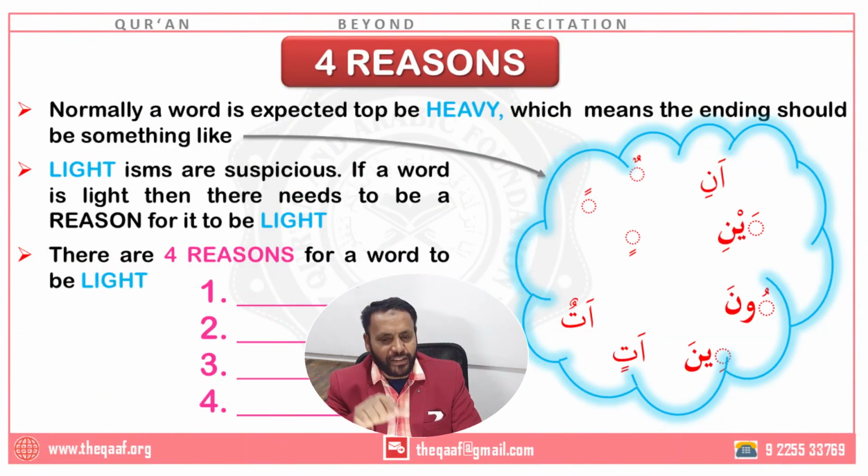Which means normally the word should always have one of these endings on it: either ani, aini, una, ina, atun, atin, un, an, in. I need this. If any of this is missing, then the word is light. And as I told you, there are 4 reasons for it. Right now the reasons are blank. As we go on further in our studies, you will come back to this slide and fill it in: reason number 1, reason number 2, 3 and 4. That's why we are keeping the reasons blank here.